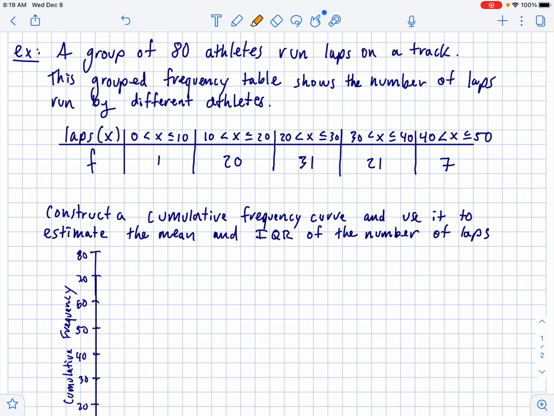The way you construct a cumulative frequency curve, sometimes IB calls it a polygon, but we're calling it a curve today, even though it's not curved, it's made up of line segments. So let me show you how to do this. First, if we're going to create a cumulative frequency curve, you need cumulative frequency. The original table does not have cumulative frequency, so I'm going to add a CF on the side here.